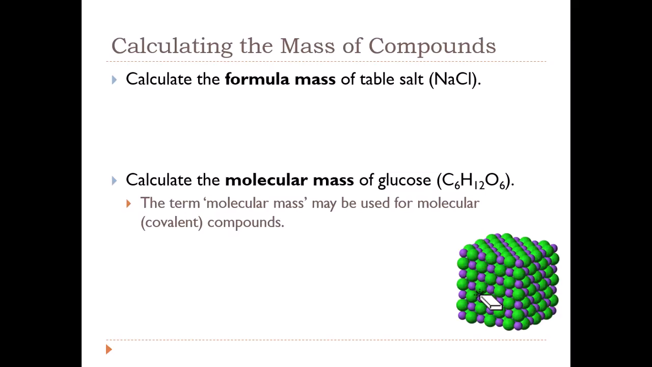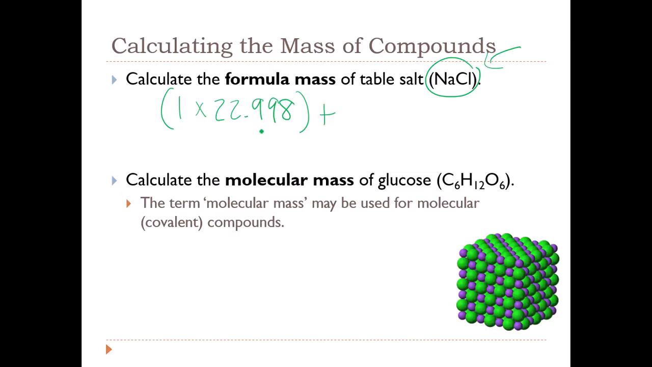Calculate the formula mass of table salt. NaCl, so we have one sodium ion times 22.998 in the formula unit of sodium chloride. Plus, and again, this atomic mass is going to be dependent upon how many significant figures or digits you have. It will depend on the periodic table that you're using.